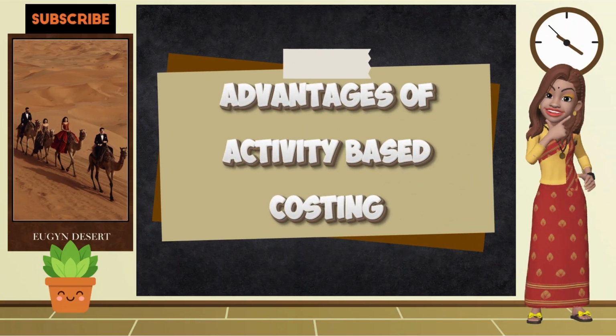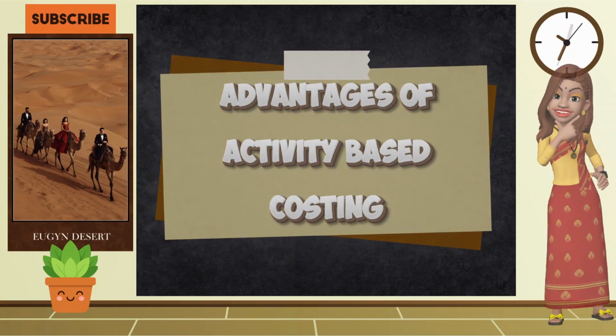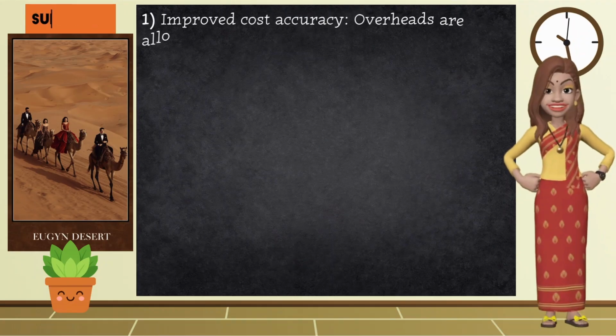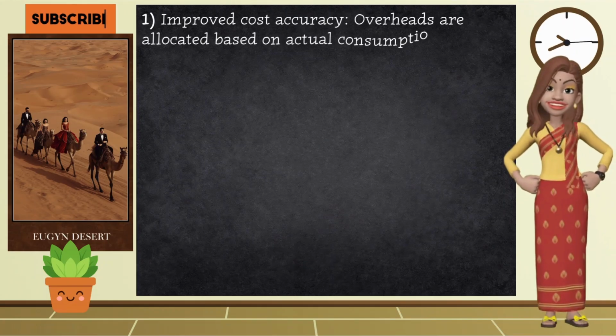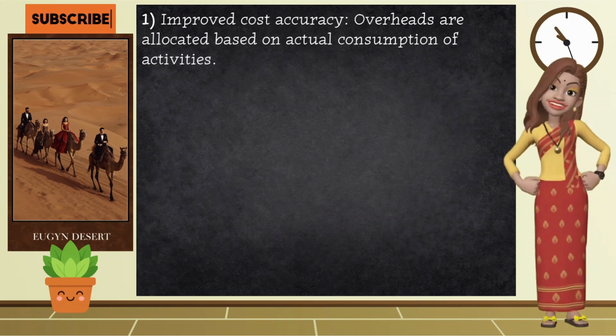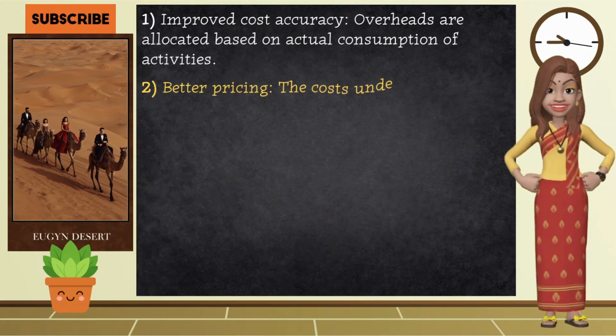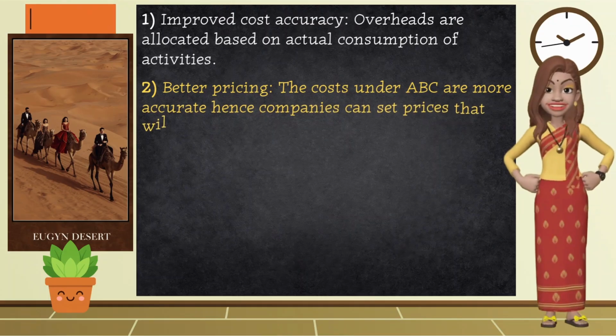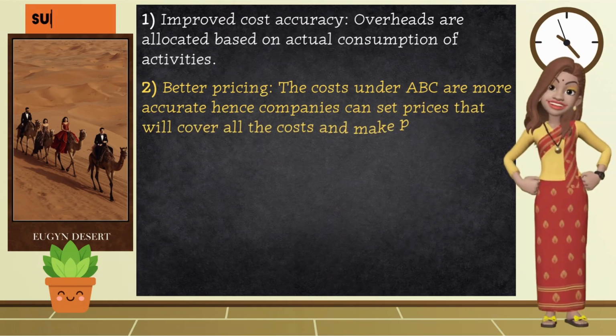Advantages of activity-based costing. 1. Improved cost accuracy. Overheads are allocated based on actual consumption of activities, which gives a better estimate of the overhead cost per unit. 2. Better pricing. The costs under activity-based costing are more accurate, hence companies can set prices that will cover all the costs and make profits.